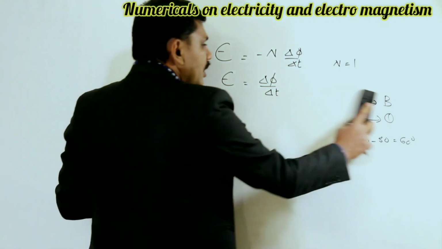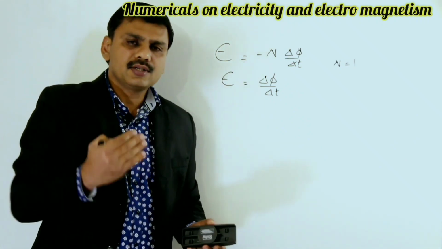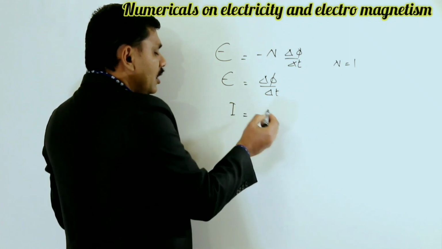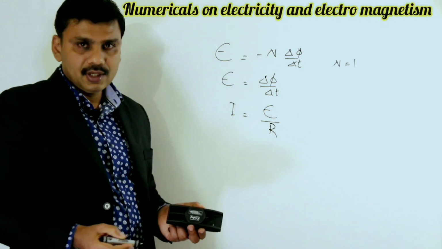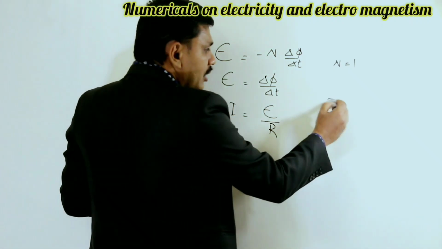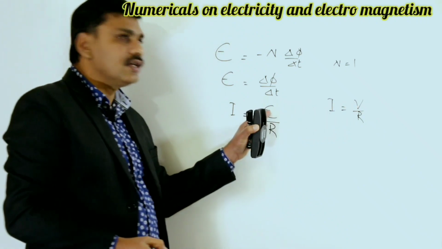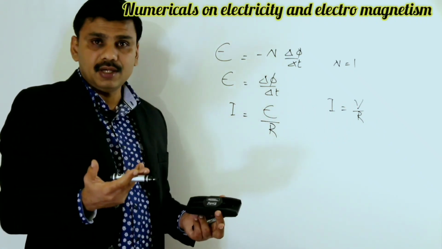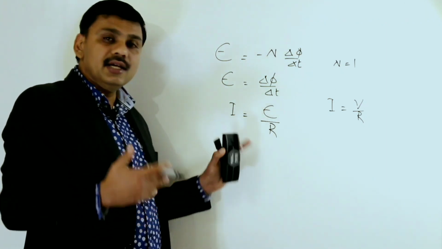After calculating induced EMF, normally the question is followed by induced current. So induced current is equal to induced EMF divided by resistance. That means you already learned the equation I equals V by R. Instead of V, here it will be induced EMF. And the resistance will be in the question maybe. If it is given in the question, just divide, and you will get the induced current.